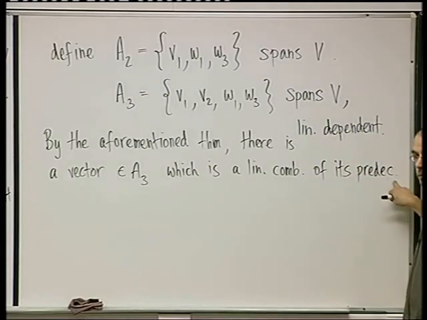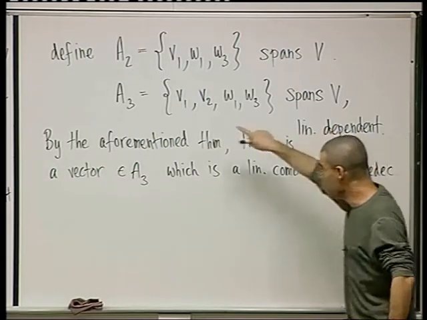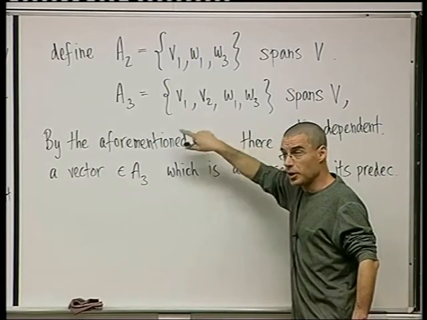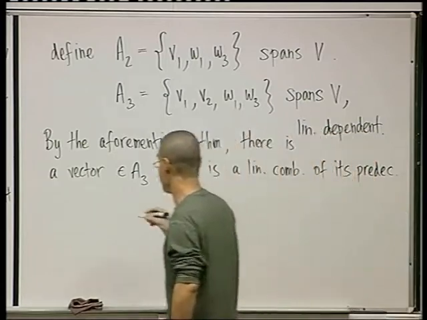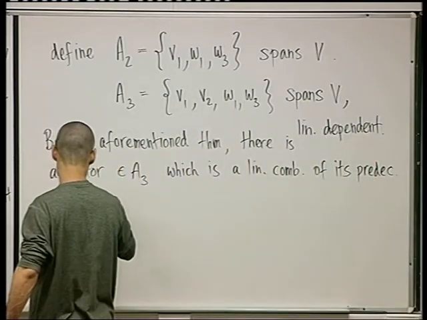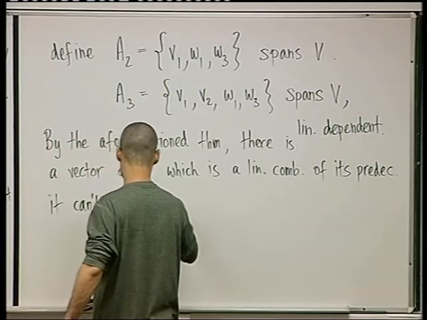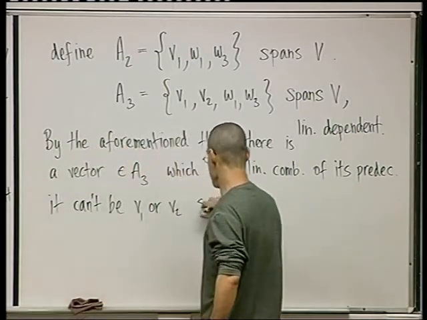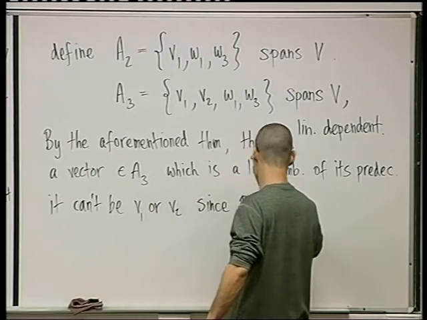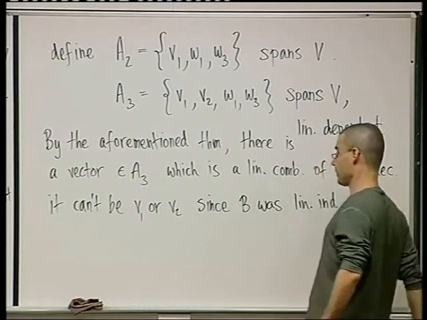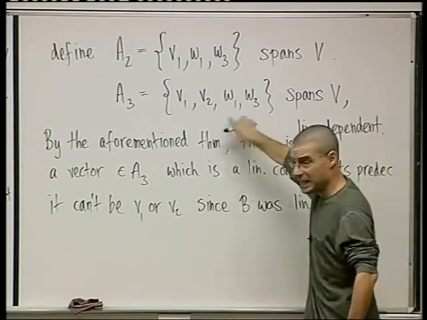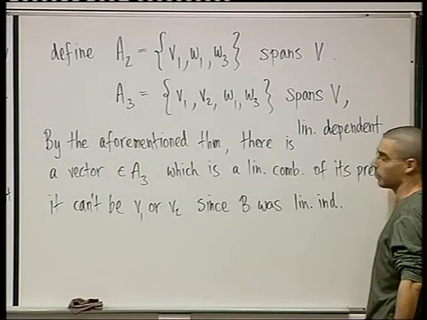I'm out of board, so this stands for predecessors. Was a too long of a word anyhow. Good? And it cannot be V1 or V2, because V1 and V2 are linearly independent. They come from B, which was a linearly independent set. So it's one of these remaining two W's, and let's assume it's W1.